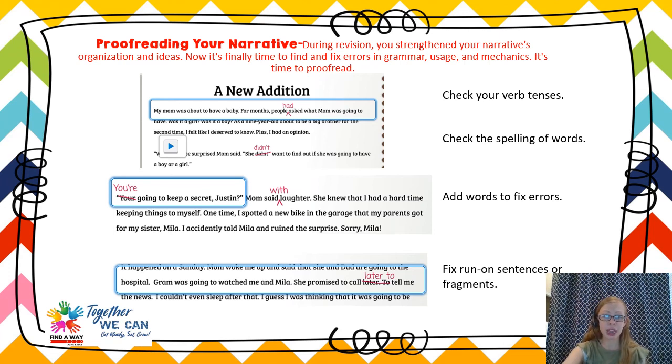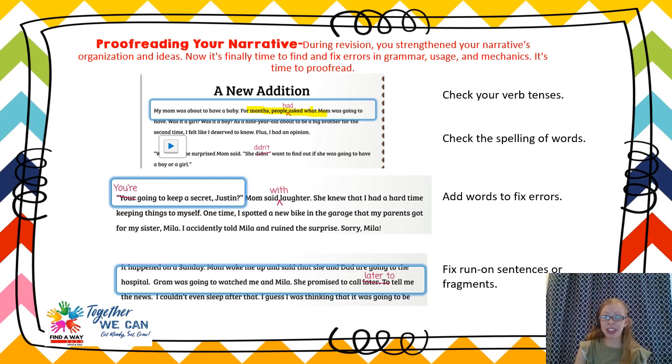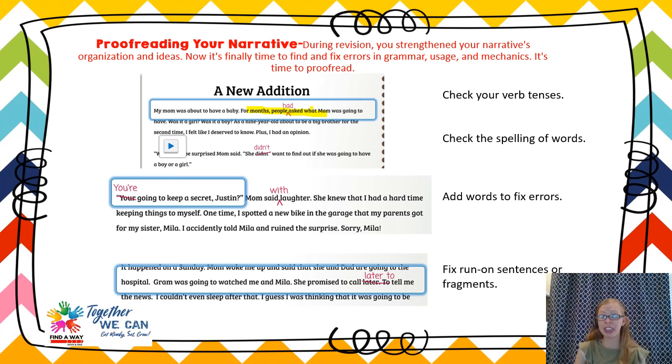If we look at our example text, this author was checking for verb tense. "For months, people asked what mom was going to have." Well, they realized I'm talking in past tense. I need to add that helping verb "had" here to show that this is something that happened in the past. We check the spelling of words. "Didn't" needs an apostrophe.